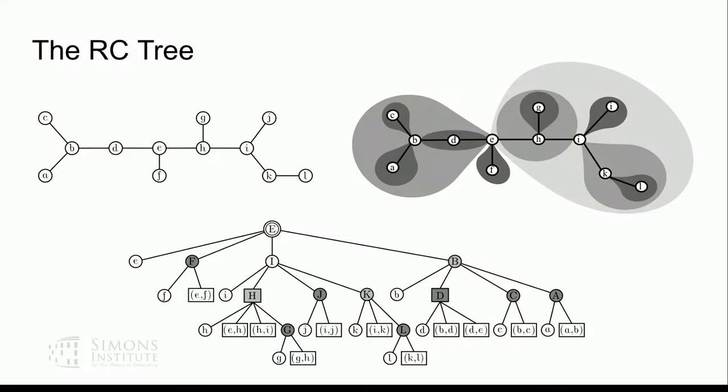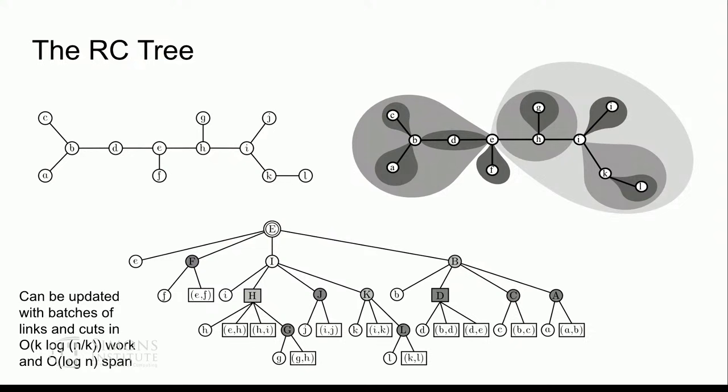Let's look at how this might help us do the updates. Remember, we want to do batch links and cuts, so we want to remove a bunch of edges. I'm not going to describe how this works, but you can do these on this tree. Basically, you can do a batch of links or a batch of cuts by updating this tree.